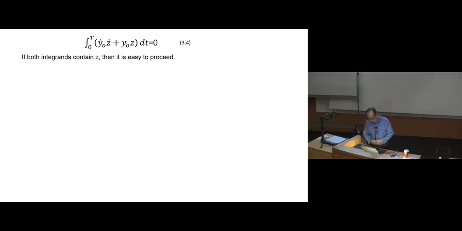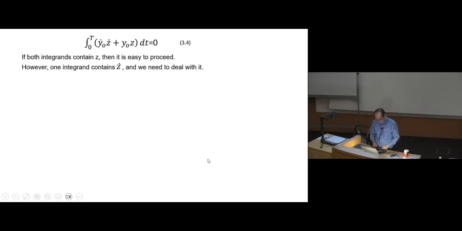In the next step, we want to do some manipulation. We want to change the form of this integral, because here we have a z dot in the integrand. Here we have z. If both integrands contain z, then it's easy to proceed next. So we have to do something about this z dot. How are we going to deal with that?